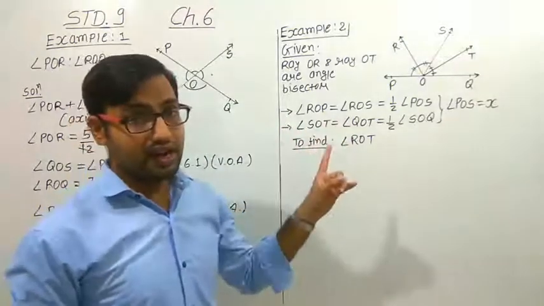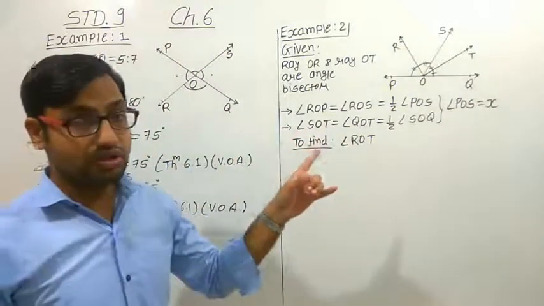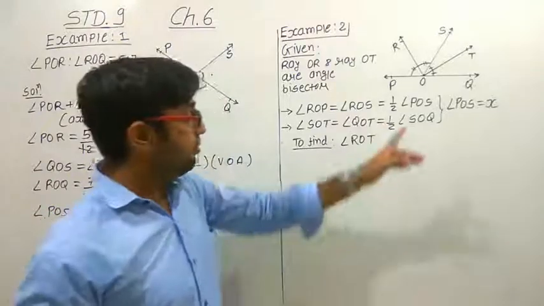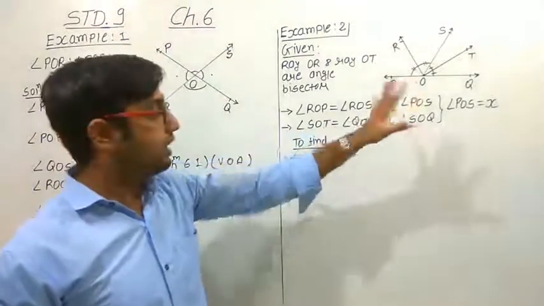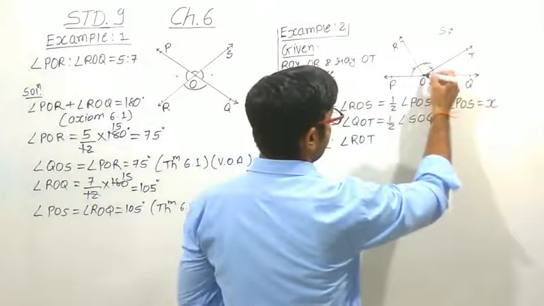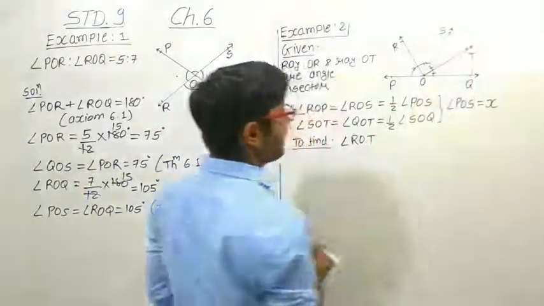By drawing the diagram and understanding the question, we can reach up to 50% of the answer. So the diagram is compulsory. Okay, let us first understand the question. POQ is a line, OS is a ray standing on it.